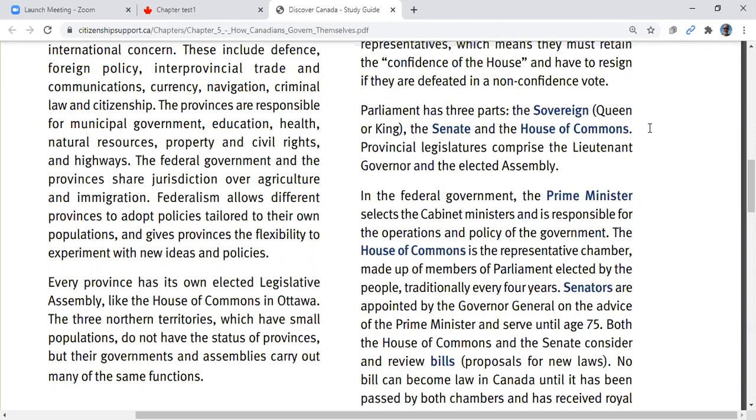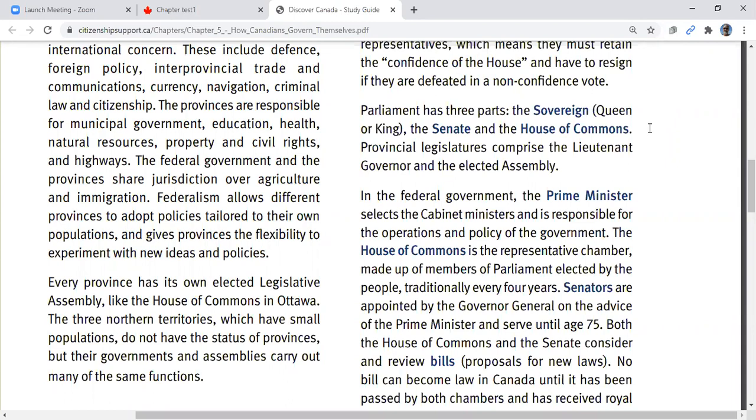So again, this is parliament. When we say parliamentary democracy, this is how our government works. We have three parts in a parliament. One is the sovereign, so the queen or king. That's all sovereign means. Sovereign is a big word that just means queen or king. The next part is the Senate. The third part is the House of Commons. So those are the three parts of our parliament.